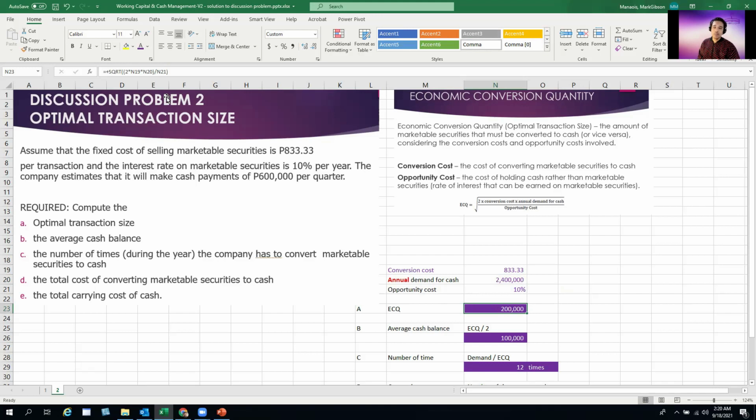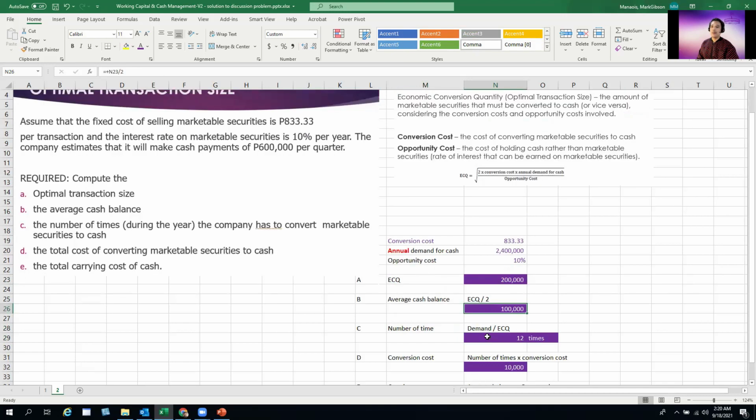So meaning, ito yung level na dapat na kino-convert mo. Every time magko-convert ka ng marketable securities to cash, this is the level where you minimize the conversion cost and opportunity cost involved. Pag sinabi nating minimize, of course, meron pa rin, kasi hindi naman magiging zero yan dahil hindi naman libre talaga yung pag-convert. So, when we say we are able to minimize conversion costs and opportunity costs, we kept it in the equilibrium. So, meaning balance. They're equal. So later on, makikita natin yan. Average cash balance is, well, simple lang yung formula, ECQ divided by 2. So that's 100,000.